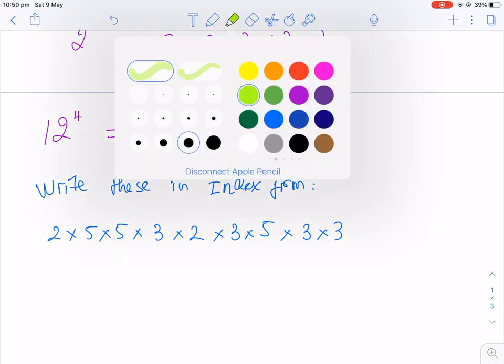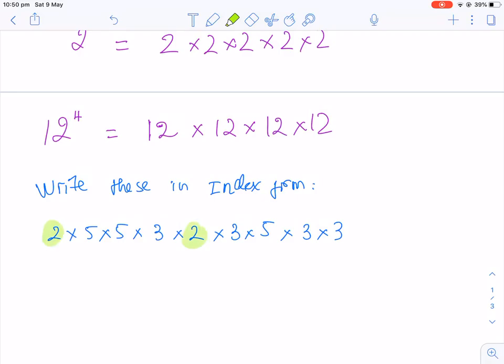So I'm going to use different colors. For 2, we have 2. Yep, and 3 and 5. All right, so we have 3 bases. The first one is 2. How many 2s do we have in here? 1, 2. So it's going to be 2 to the power of 2. How about 3? So we write 3 here. 3 to the power of 1, 2, 3, 4. So 3 to the power of 4. And then 5. 5, 1, 2, 3. So 5 to the power of 3.